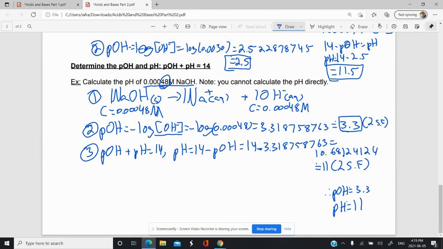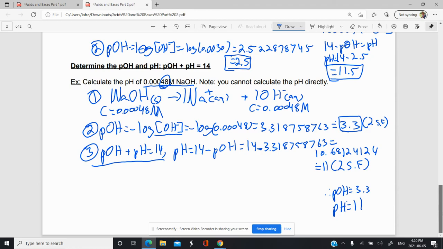That's just how you would do an example where you want to find the pH from the pOH, given the concentration of the base. So you won't always be given the concentration of the hydroxide or hydronium. You would have to find it through a dissociation or ionization if it's an acid, or dissociation if it's a base. And then once you find the pH or the pOH, you can find the other by using this relationship over here.